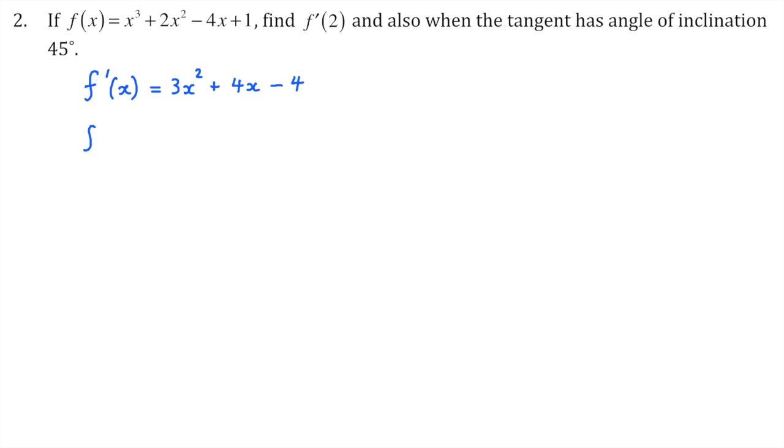What I'm interested in is what's the derivative when x is 2? So everywhere I see x, I put a 2 in its place. And if you do that, let's see, 2 squared is 4, 4 3s are 12, 12 plus 8 is 20, 20, whoops, take 4 is 16. So the gradient of this curve at x equals 2 is 16.